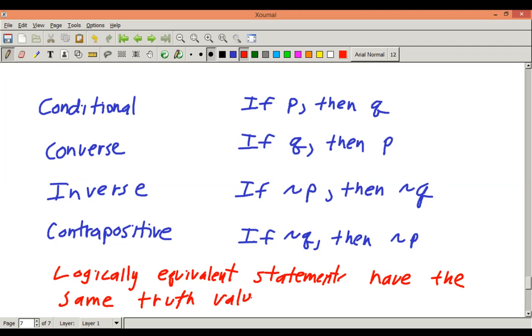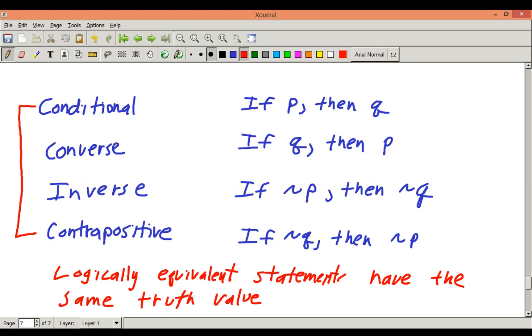So they're either both true or they're both false. And I'm going to tell you which statements are logically equivalent, and then as we do our first example, actually our only example with this, you'll see what I'm talking about. So the conditional statement and its contrapositive are logically equivalent.